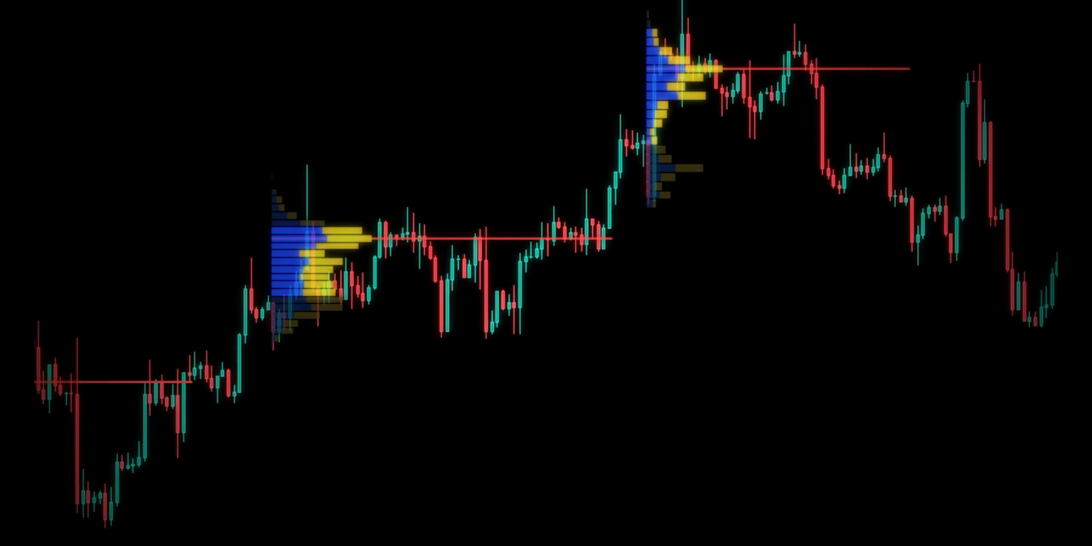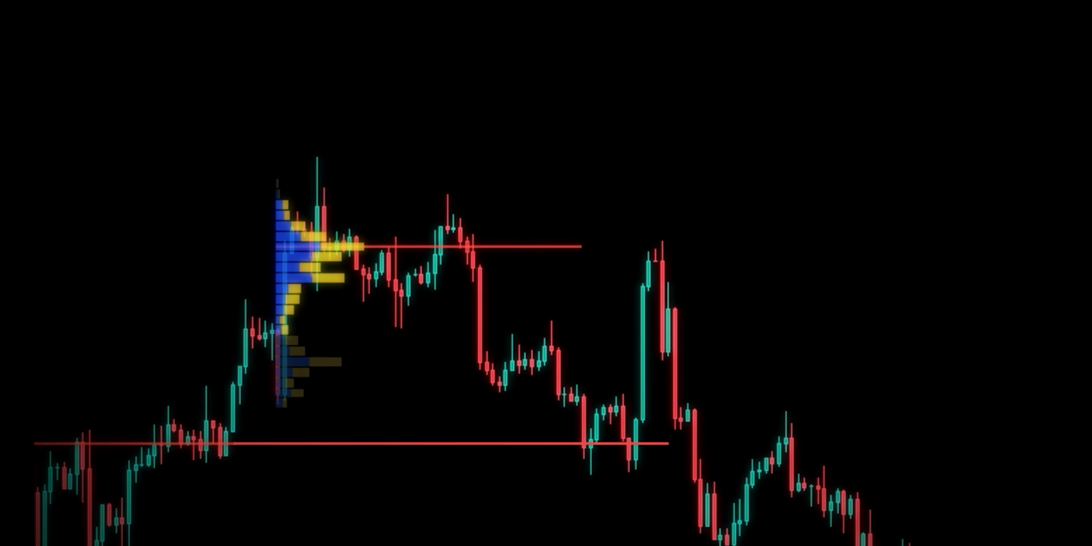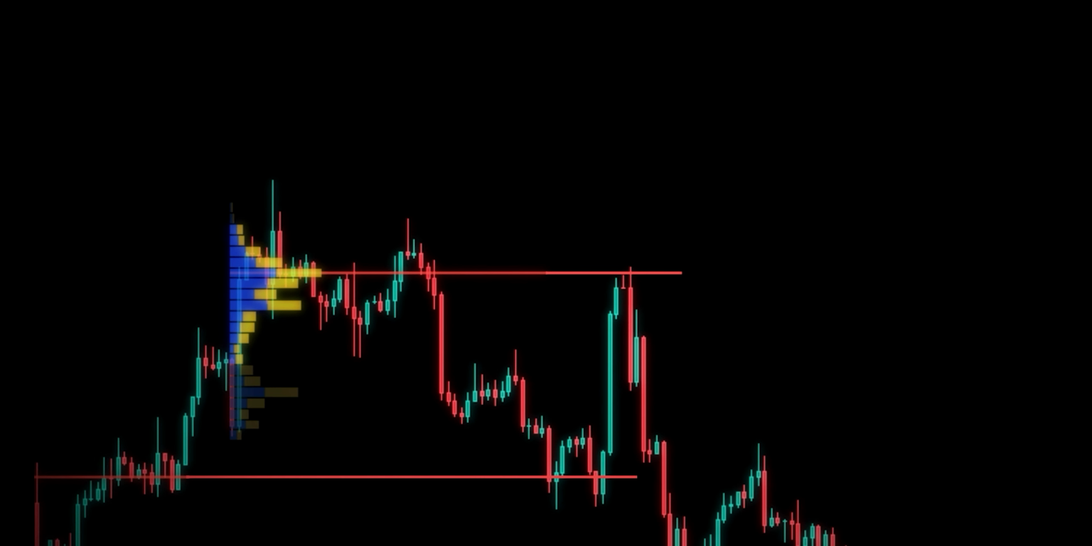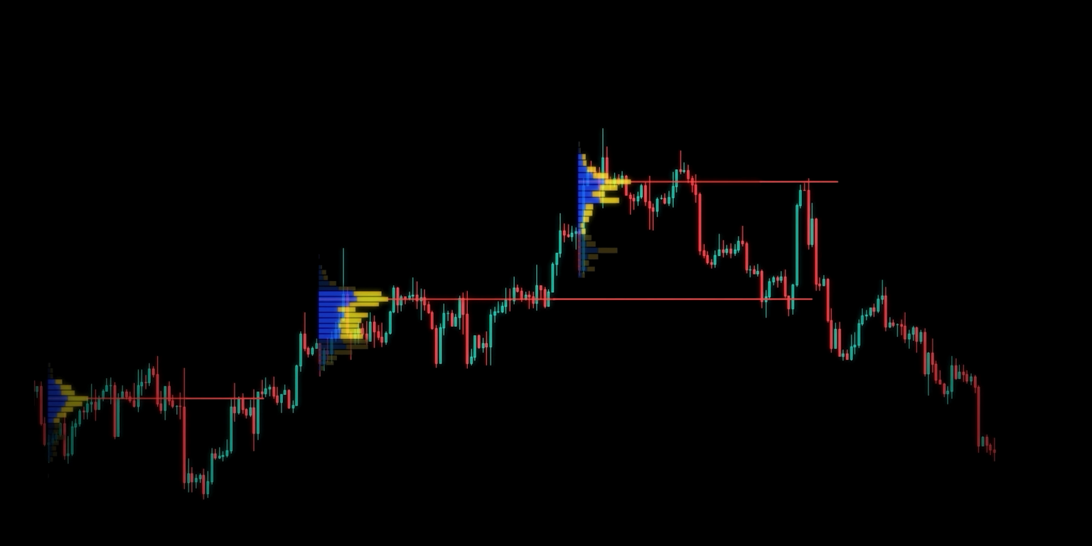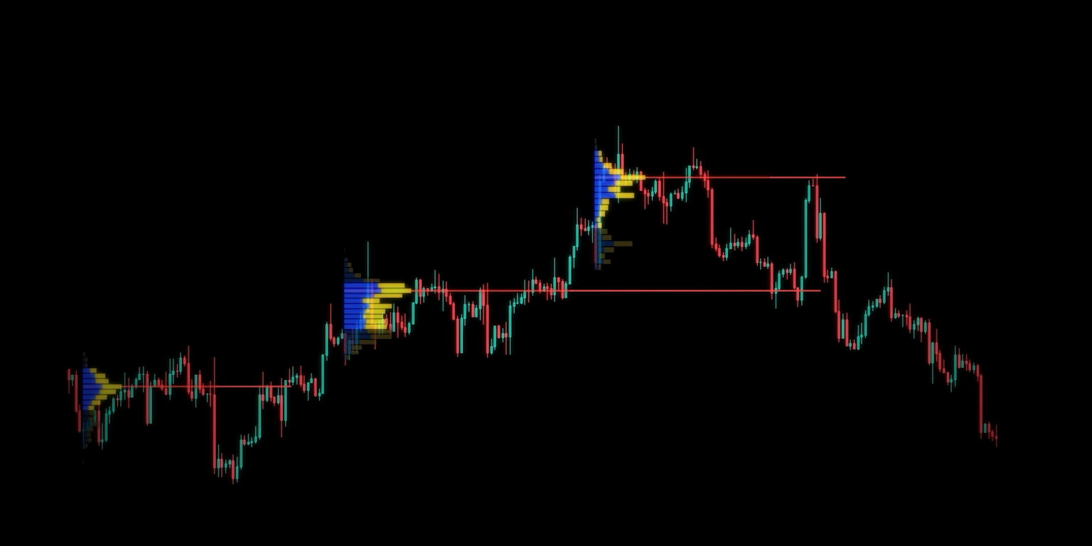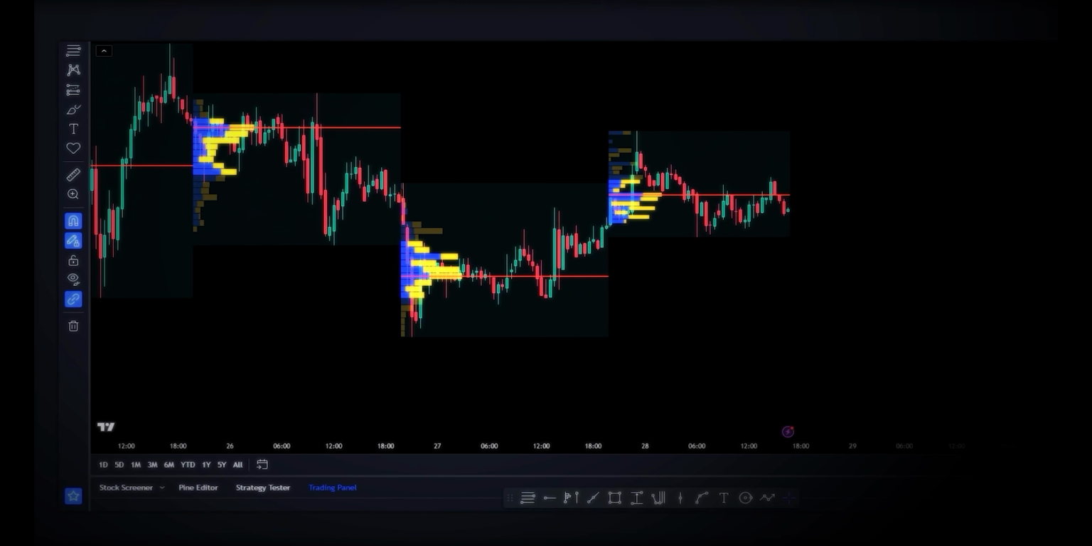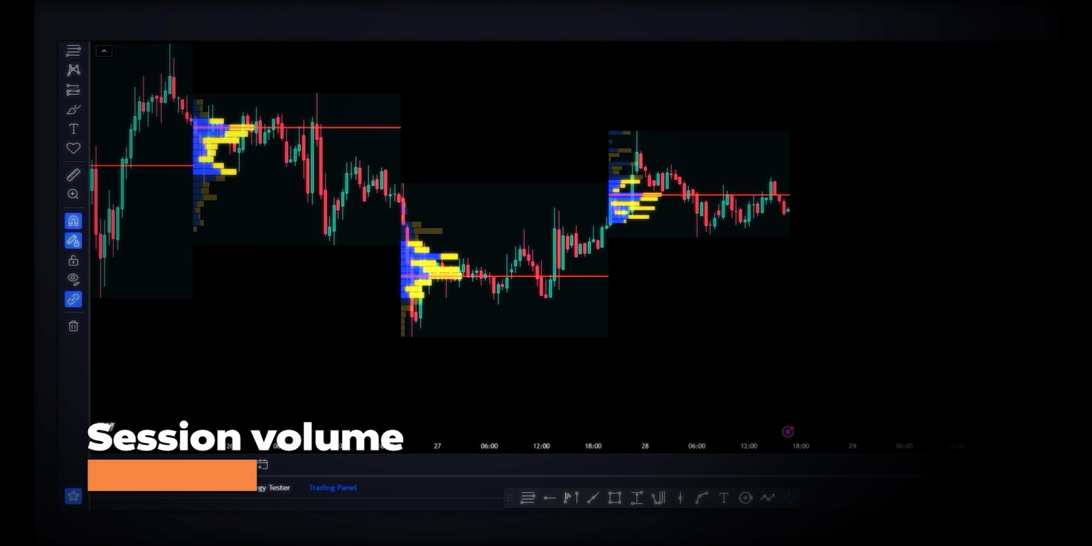As we can see here, price has reacted to every old point of control once it broke out of the range and came back. Now, they don't mean a complete reversal of trend, but it does provide you with a short-term day trading opportunity. Now, let's go over the session volume profile indicator.